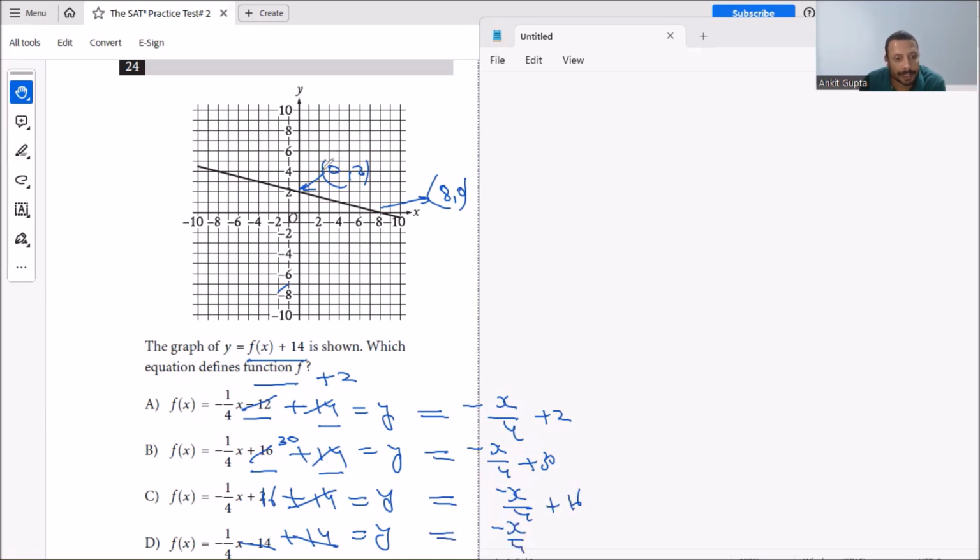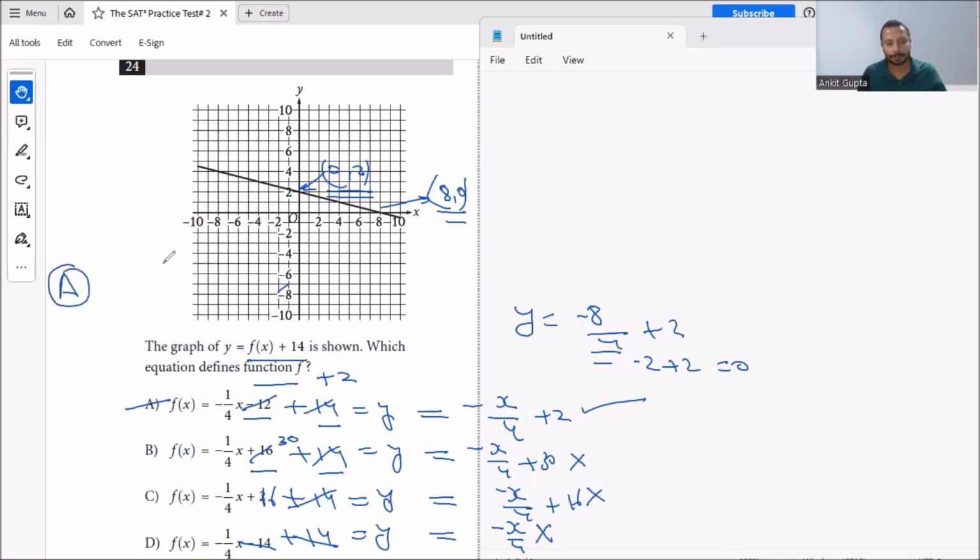Now, when x is equal to 0, y is equal to 2, that means this is not possible. We can remove this, we can remove this, and this will be our answer. So it satisfies the first one. Let's look at the second one also. I'm sure it will satisfy. So when x is equal to 8, minus 8 by 4 plus 2, which becomes minus 2 plus 2 and will be equal to 0. So the answer will be option A, which is satisfying all the conditions.